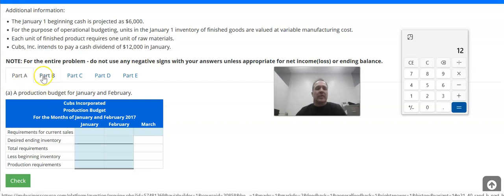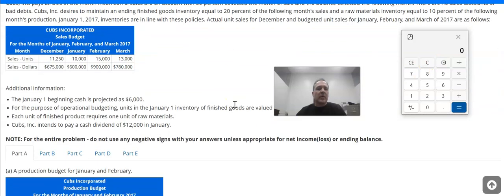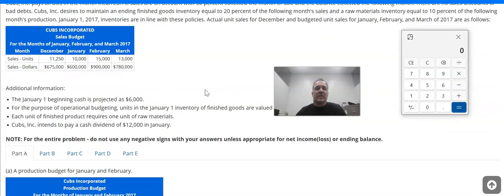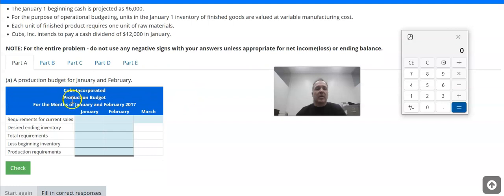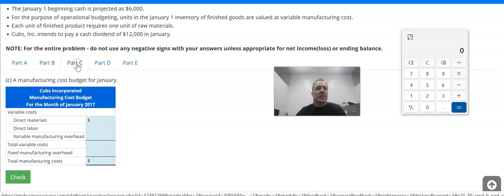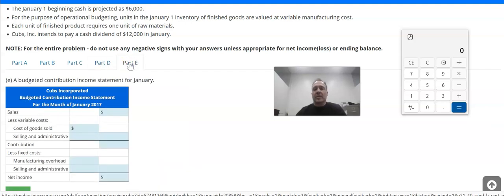I'll probably just break this up into kind of a 5-part video series. And we'll go from there. So a lot of information here, as you can see, as I scroll down through this. We have to do several things. So the way that they've done this, they've actually done you a little bit of a favor because they've broken these requirements down, first a production, then a purchases budget, then they want a manufacturing cost budget, then a cash budget, and then a budgeted income statement.